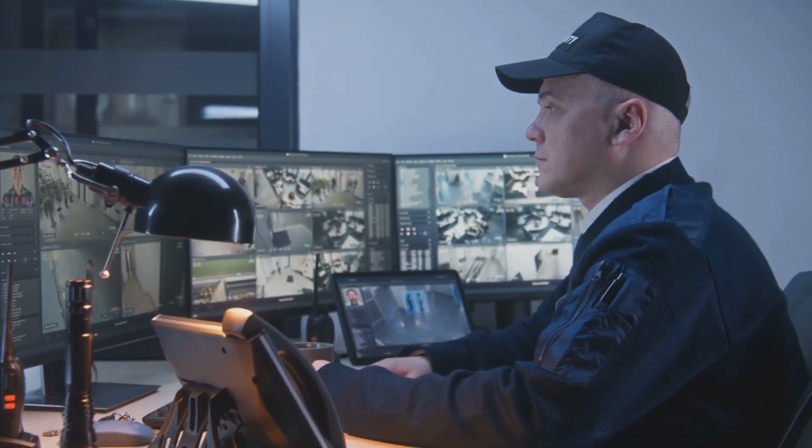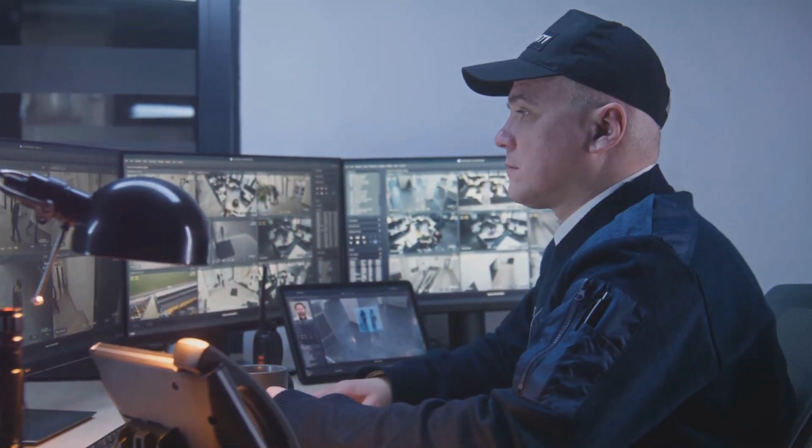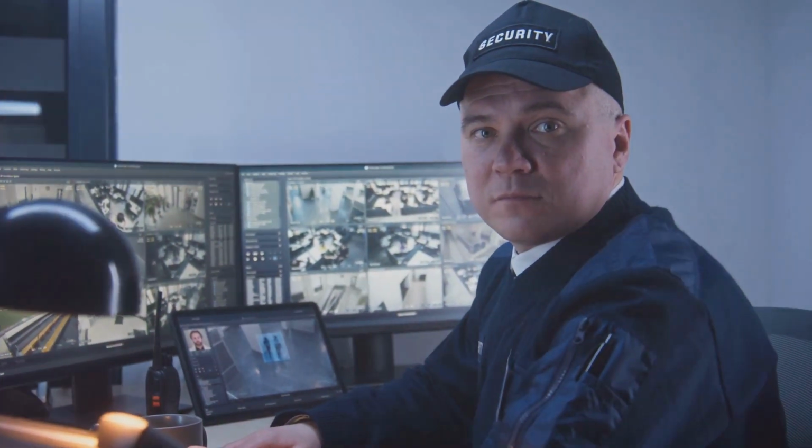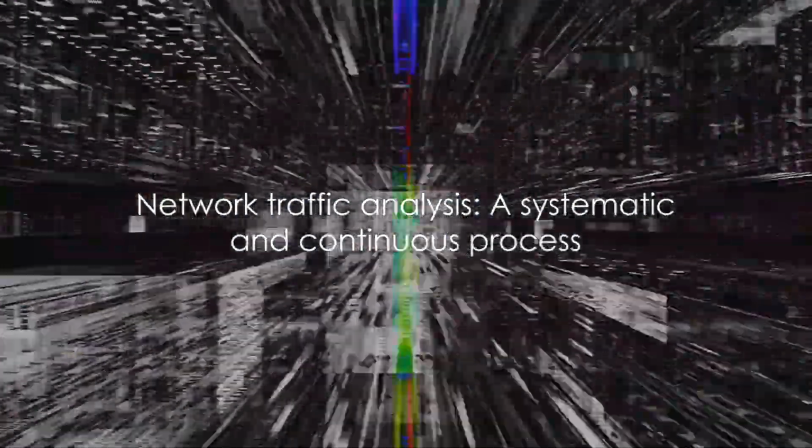But remember, the process doesn't end here. Network traffic analysis is a continuous looping process. It's akin to a vigilant watchman, always on duty, constantly monitoring the network, ready to act when needed. So there you have it, the mechanics of network traffic analysis in a nutshell. It's a systematic process that starts with data capture, moves on to data analysis, and culminates in action based on insights. But it doesn't stop there. It's a continuous cycle ensuring your network is always performing at its peak. As you can see, network traffic analysis is a systematic process that requires careful execution.